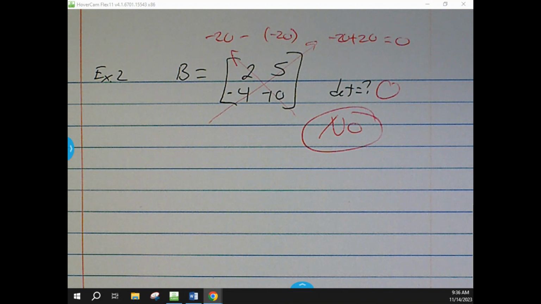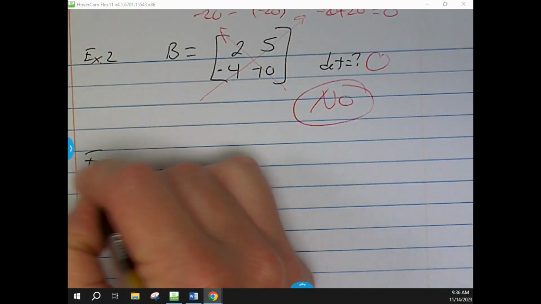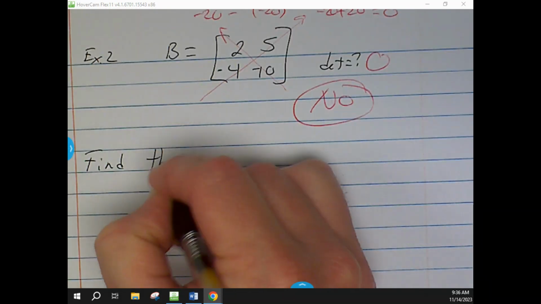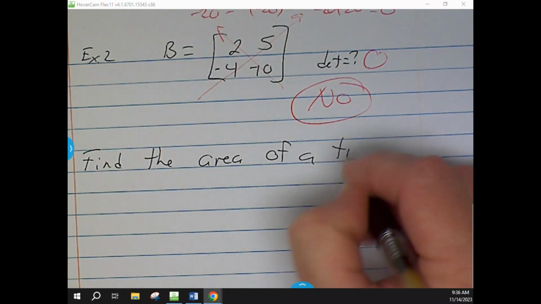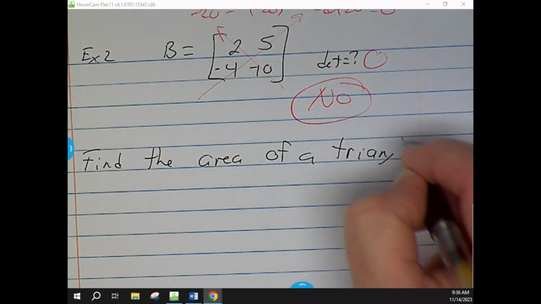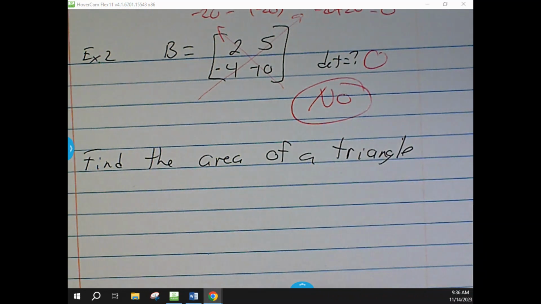Okay. And then what we'll do, one more thing. And this is kind of a neat thing that I didn't know how to do until I don't think I learned how to do this one way back when. You can actually find the area of a triangle using a matrix.